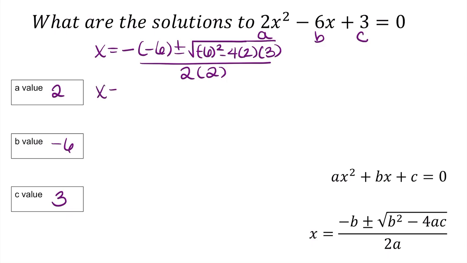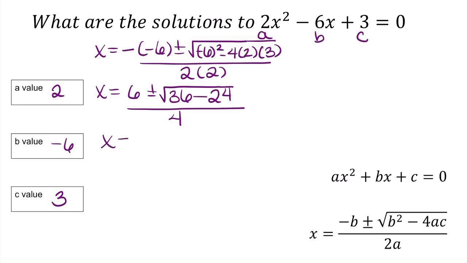So this will become x equals negative 6 is positive 6, plus or minus the square root of negative 6 squared, which is 36, and then minus 4 times 2 is 8, 8 times 3 is 24. And that's all over 2 times 2, which is 4. So now I'm going to work on simplifying this. So I have x equals 6 plus or minus 36 minus 24 is 12. So I have the square root of 12 over 4.